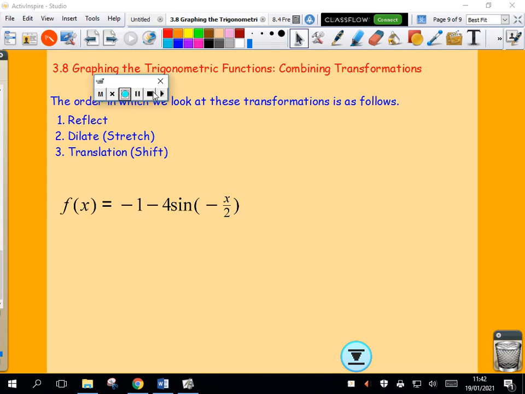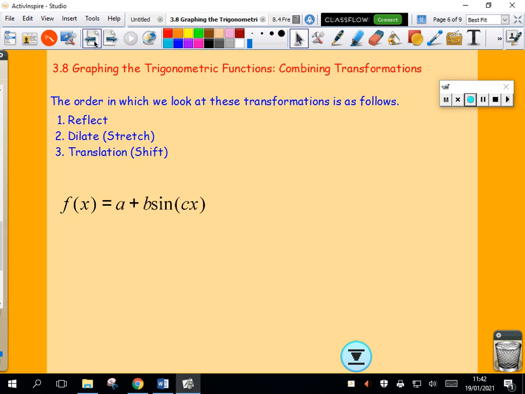Okay, in this class we're going to look at graphing the trig functions, but specifically combining transformations. So let's just talk about the general rules and then look at a few specific examples. The order in which we look at these transformations is as follows. We look at any reflections first, then any dilations, then any translations. Dilations are stretches, translations are shifts.